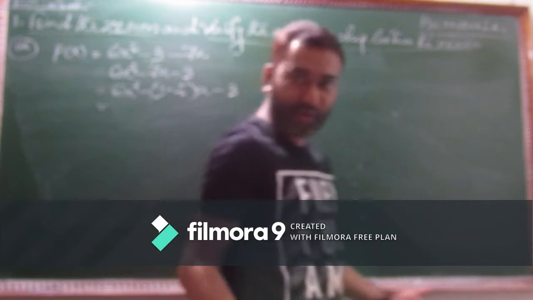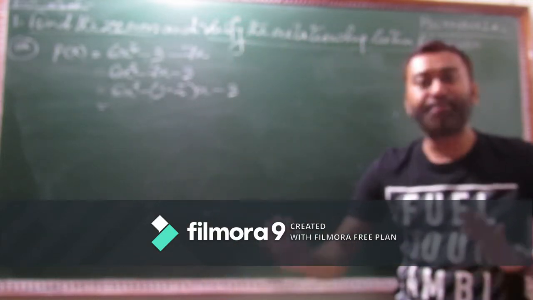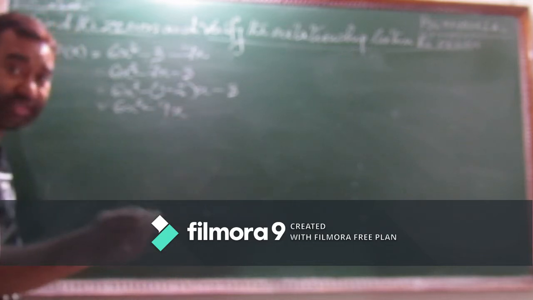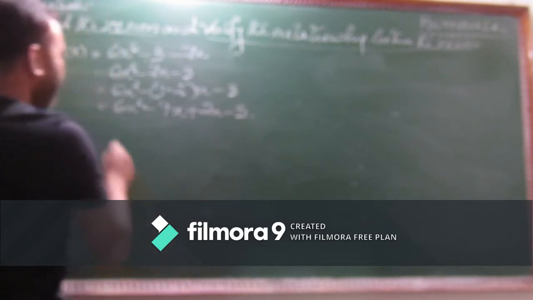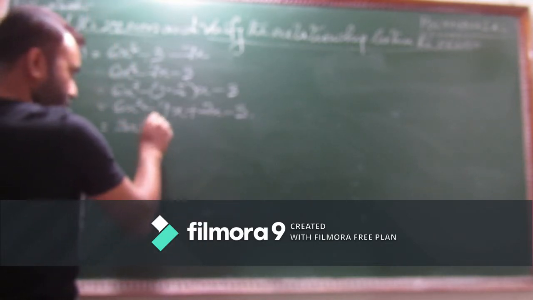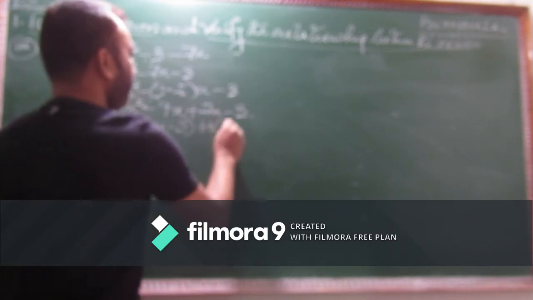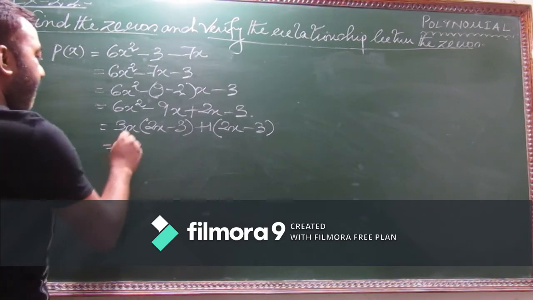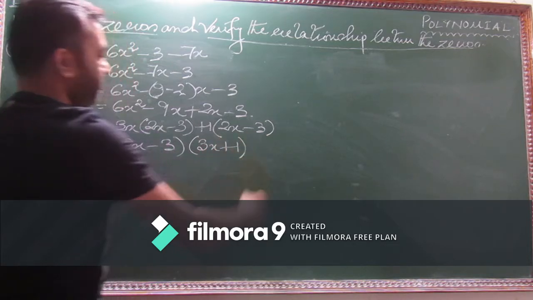As usual, whatever we are doing in all the questions, we have to open the bracket and complete the whole method of splitting the middle term. So this is 6x square minus 9x. Students, you should not make a mistake in this step. Minus into minus is plus. Plus 2 times x minus 3. This is 3x common, 2x minus 3, plus 1 common, 2x minus 3. Now this is 2x minus 3 and this is 3x plus 1.